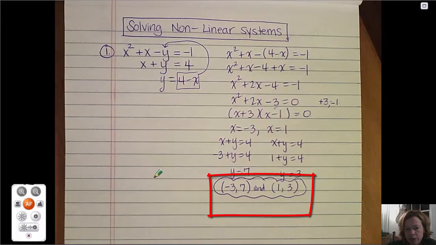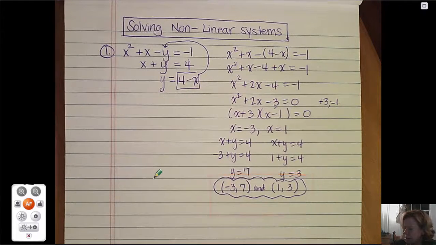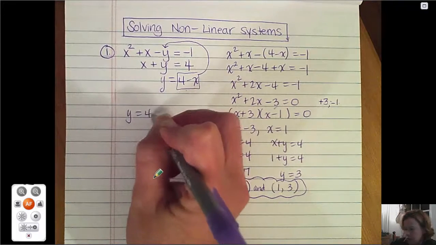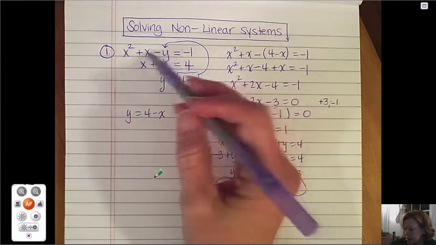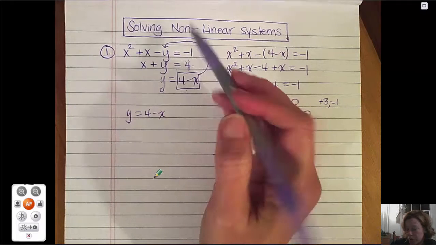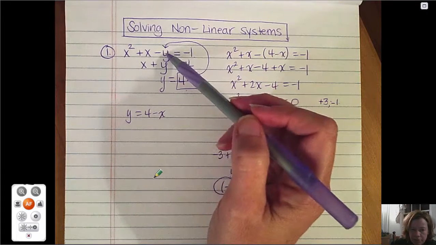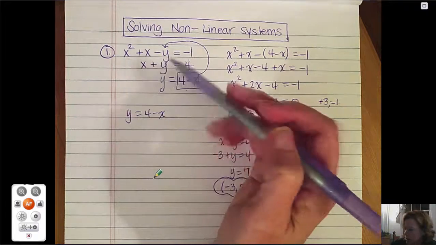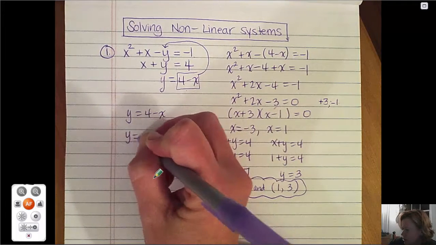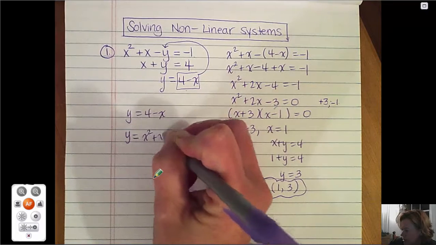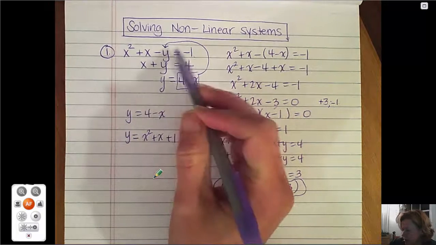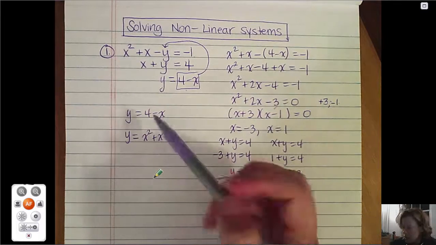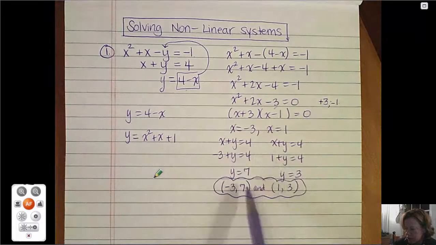So speaking of points of intersection, let's graph both of these. I've already gotten the linear function alone, y equals 4 minus x, so that's in good graphing form. I'll need to do the same thing with the quadratic, the parabola. So I need to get y alone. It needs to be positive y. So I'm going to add y to both sides, and then add 1 to both sides to rearrange. So I'll have y equals x squared plus x plus 1. Now I can enter these into my calculator and check my points of intersection.